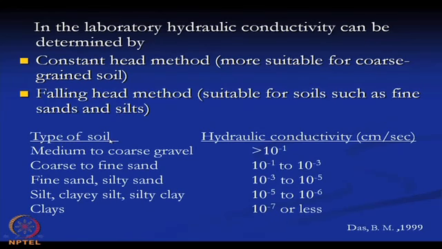Now, the type of soil and the hydraulic conductivity in centimeter per second: for medium to coarse gravel, the hydraulic conductivity is greater than 10 to the power minus 1. For coarse to fine sand, it is 10 to the power minus 1 to 10 to the power minus 3. For fine sand and silty sand, it is 10 to the power minus 3 to 10 to the power minus 5. For silt, clay silt and silty clay, the value is 10 to the power minus 5 to 10 to the power minus 6, and for clays the value of K, or hydraulic conductivity, is 10 to the power minus 7 or less.